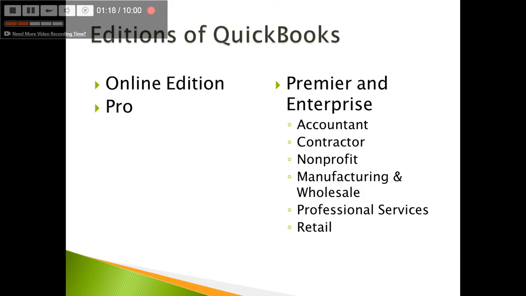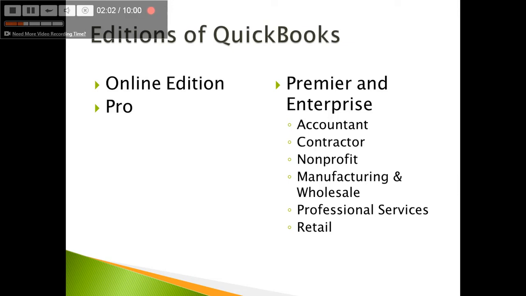So some editions of QuickBooks that we have are our online edition, Pro, and then we also have Premier and Enterprise, which have a lot of different sub ones going under there. When we are looking at our product lines, you have your Online, Pro, Premier, and then the Enterprise Solutions. Premier and Enterprise Solutions are then broken down into our specific industry editions. So you've got one specifically for accountants, contractor, nonprofit, manufacturing and wholesale, professional services, and retail. Those are all the different solutions that they have.